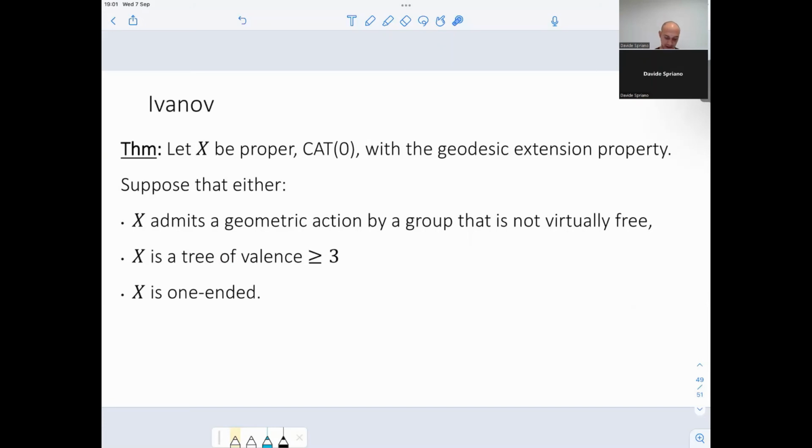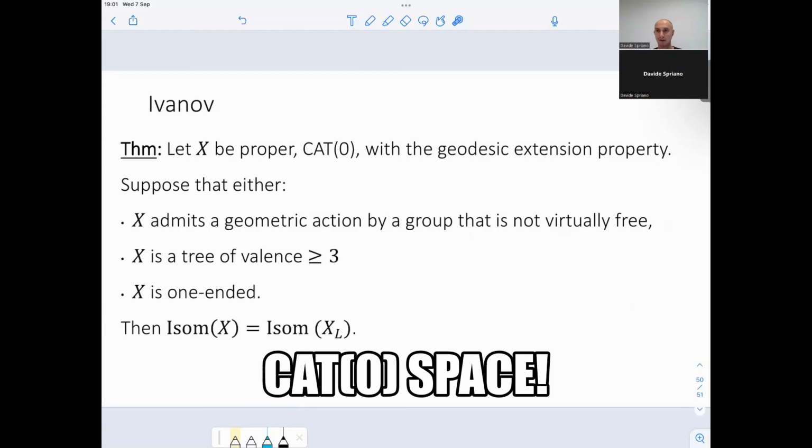Then, if any of those happens, the isometries of X are the same as the isometries of XL. So every isometry of XL comes from an isometry of X. So the combinatorics of XL, that's just the geometry of this hyperbolic space, the dynamics of this hyperbolic space, is the same as the dynamics of the space you started with.